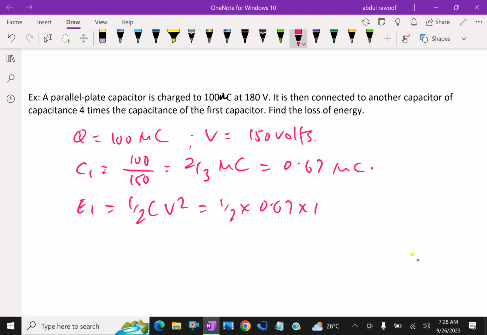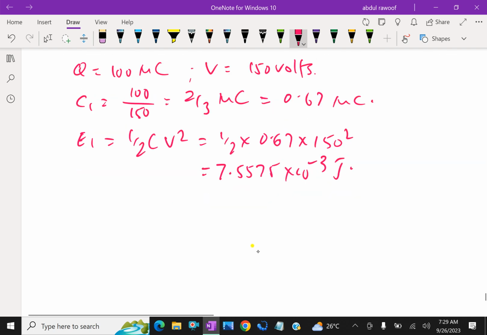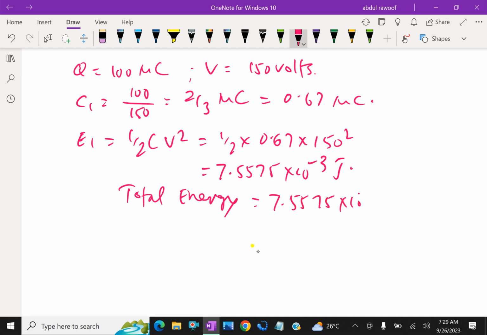Then the energy stored in the first case, E1 equals half CV squared, that is half into 0.67 into 150 squared, which gives 7.5575 into 10 raised to minus 3 joules, after simplification. Now the total energy in the first case is the same, because it is not connected with another capacitor in the first case.